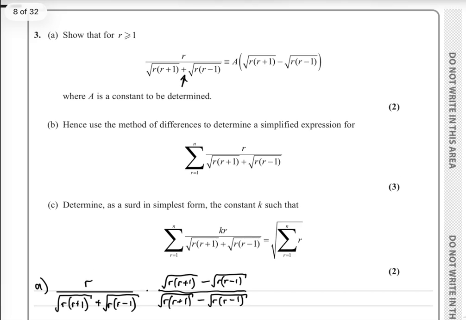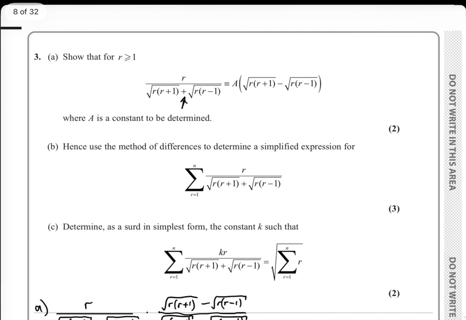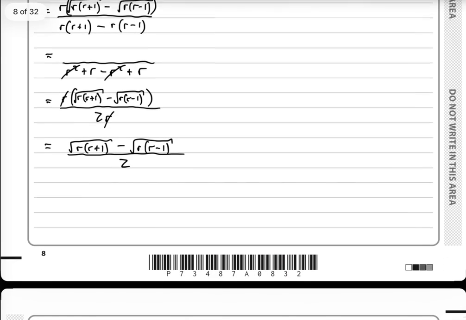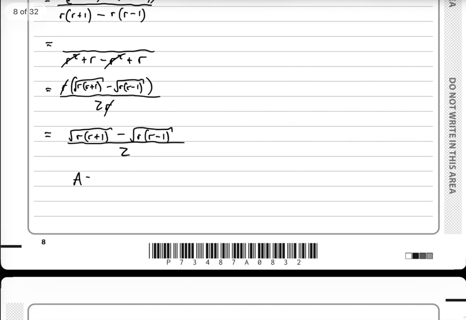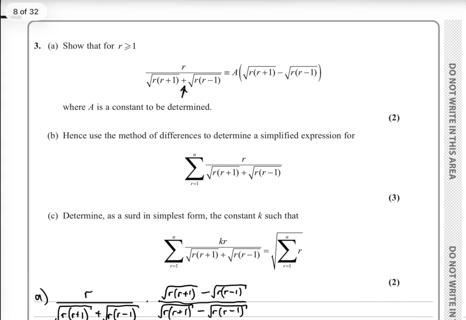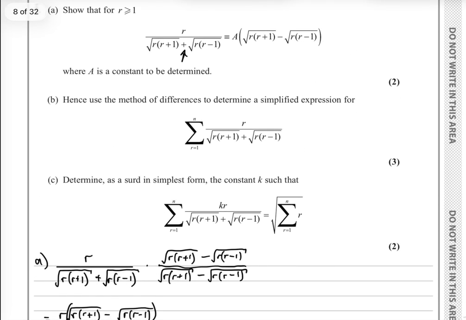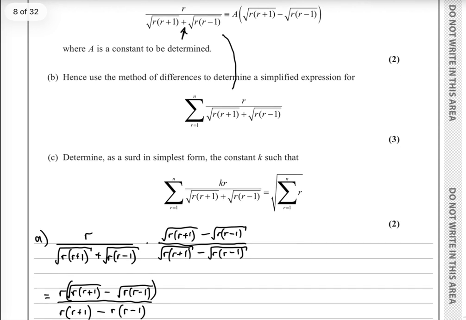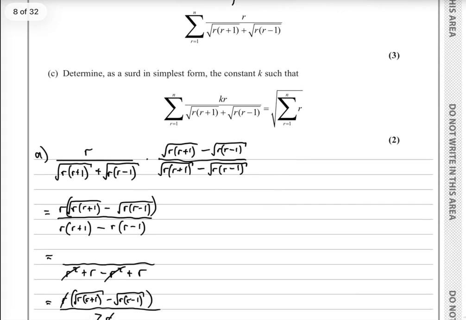And check it matches. Oh, a is a constant. It doesn't say integer. So I guess here a is 1/2. Yeah, that looks okay. Hence, use the method of differences to determine a simplified expression for this thing, and as always, double check that straight away, make sure it actually matches. It does. So we're going straight into what we've just done in part A, and we're summing from 1 to n.